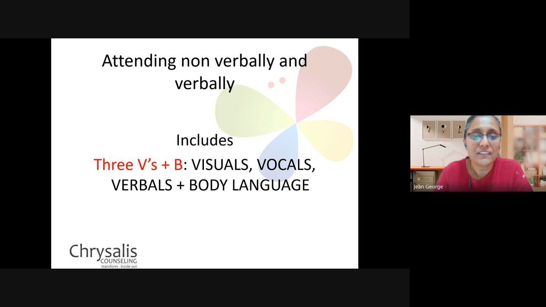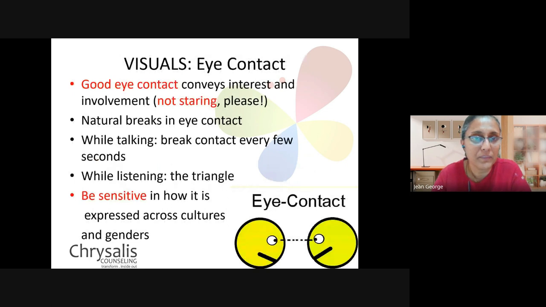So we're looking at the three V's and the B. So we look at visuals, vocals, verbals, body language. So we'll just take each of them a little in depth. So visuals is the eye contact that you use when you are meeting with people, the good eye contact. So maintaining good eye contact is one of the ways a counselor can convey interest, confidence, and involvement in the story of the counseling.